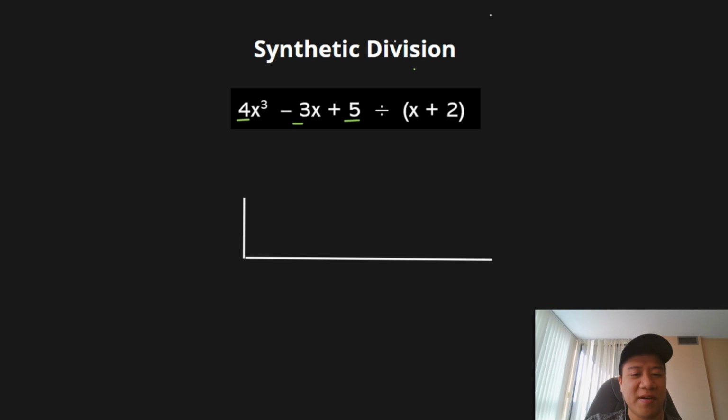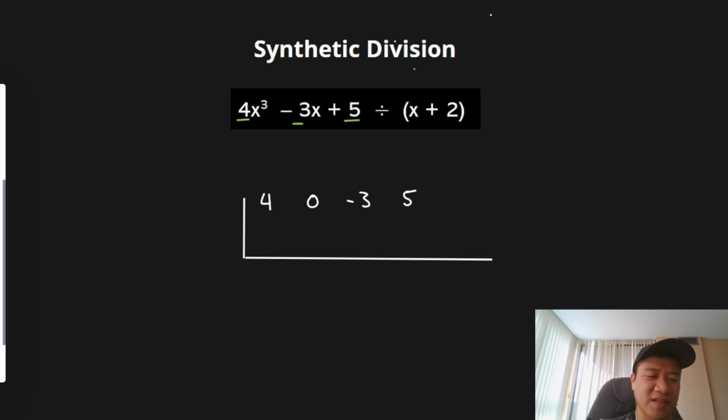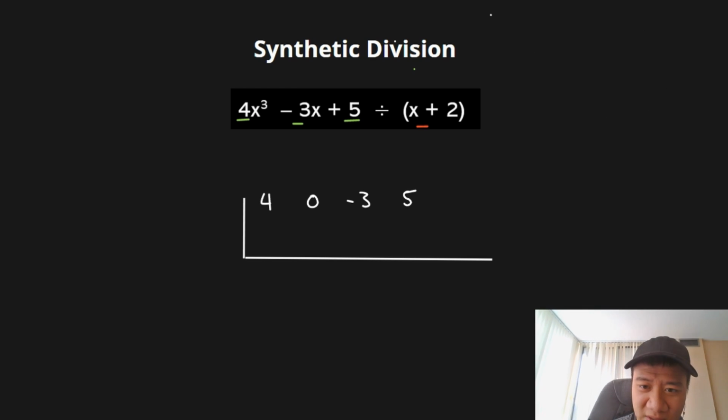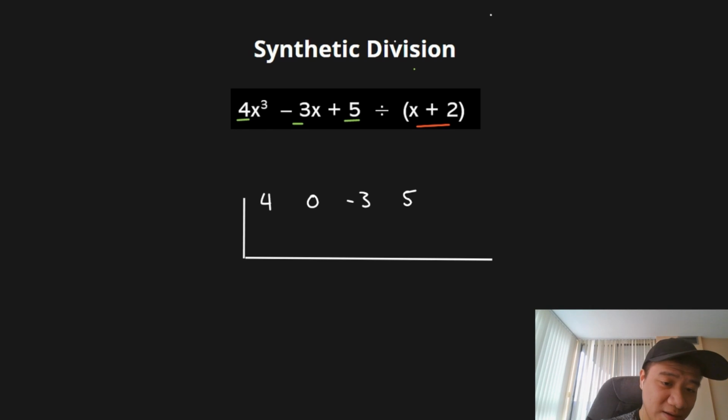So our first number is 4, just like before. The next one is technically our x squared term, but since we don't have it, we're going to put 0. And then -3, and then 5. Everything proceeds as normal. Nothing else really changes. The process is exactly the same. For the setup, we take the number in x plus 2, change the sign to -2, and put it over here.